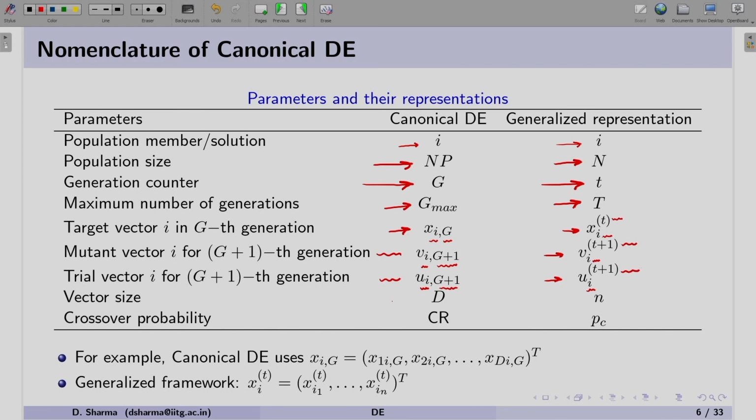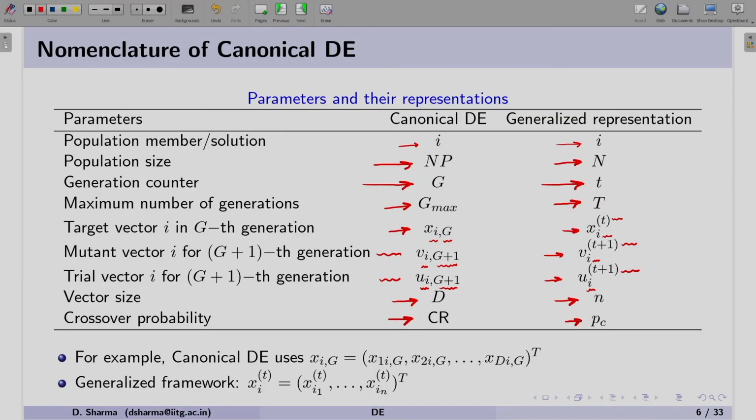The vector size in DE is represented as capital D, but as we know, we take this as a column vector, and the size of the column vector is decided by the small n. There is a crossover probability rate. In DE it is represented as CR. We will be understanding this as a PC, which is similar to the probability of crossover. So, the representation which we are following in our generalized format is what we are going to follow to understand how differential evolution works.